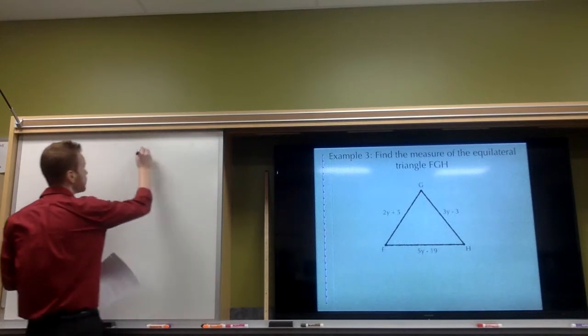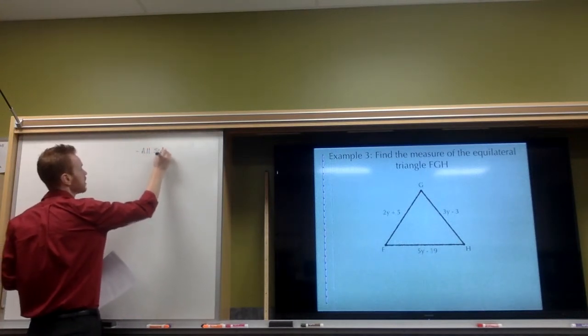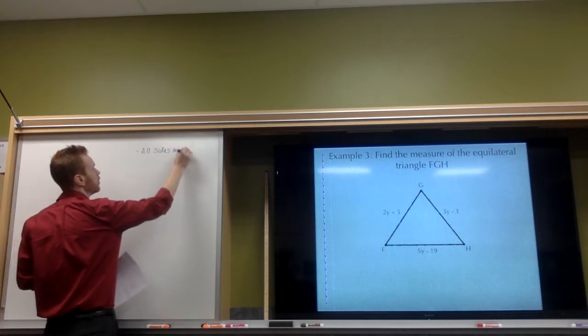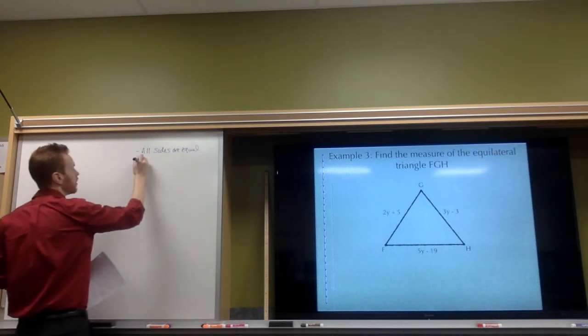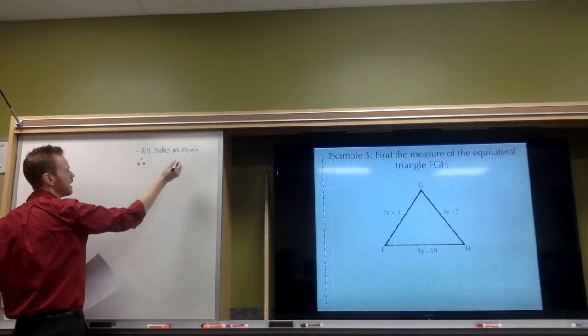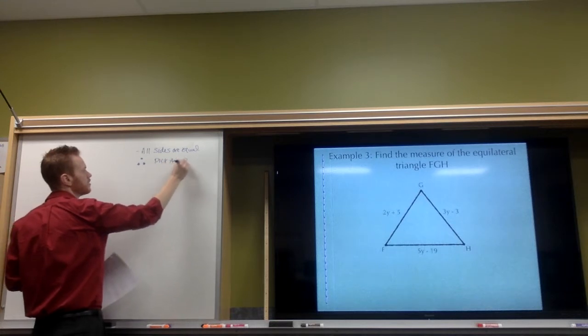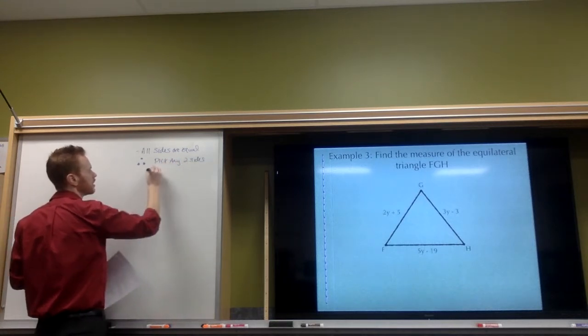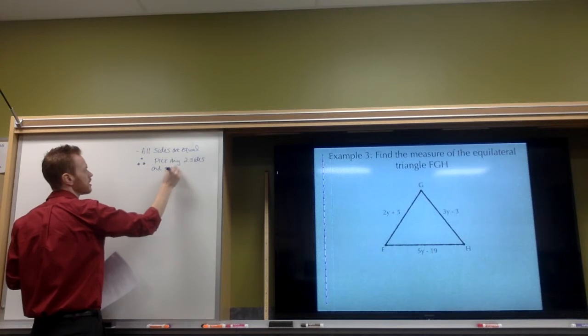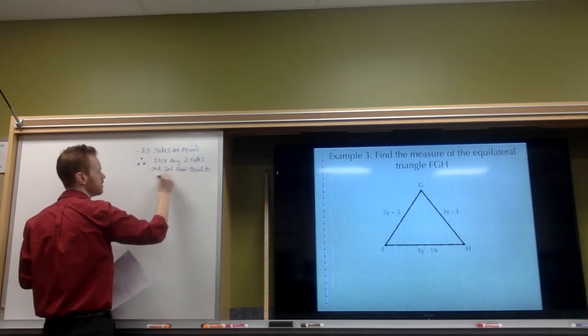But what I want to do, and this is good for your notes, put down that all sides are equal. Therefore, that's what that symbol means, the three dots. Pick any two sides and set them equal to each other.